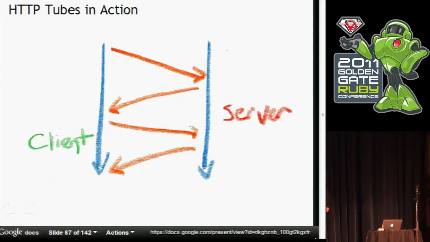It helps to look at it like this. HTTP tube in action. The client will make the request, come down to the server. The server needs to do a little bit of processing, send the response back to the client. The client does a little bit of processing, says, oh, now I need to get the JavaScript, now I need to get the images, now I need to get the CSS sprites, and then it makes a request for those things to the server, and then it sends it back.